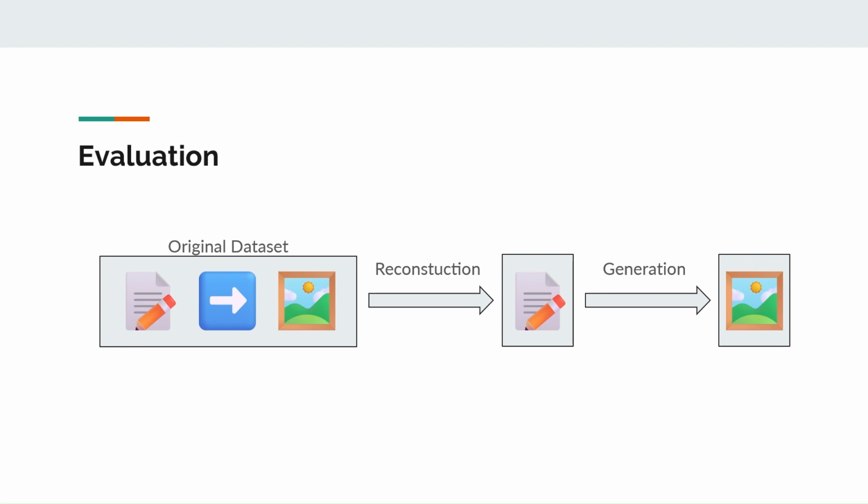This diagram shows our overall evaluation process. We start with the original dataset, which gives us a prompt and image pair. Our model then performs reconstruction to generate a new prompt based on the original image. Finally, we take this new prompt and use it for generation, creating a brand new image.